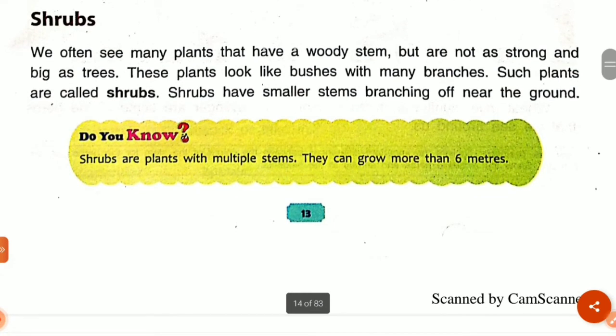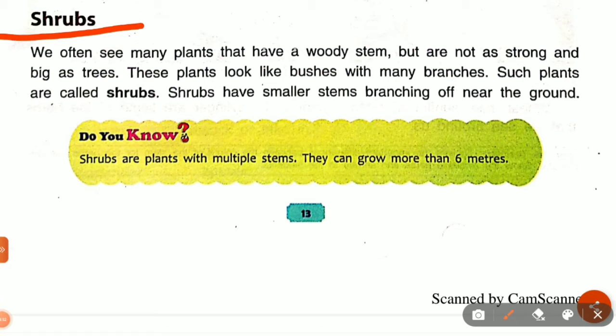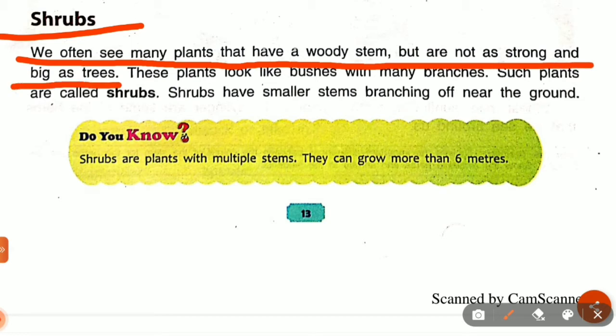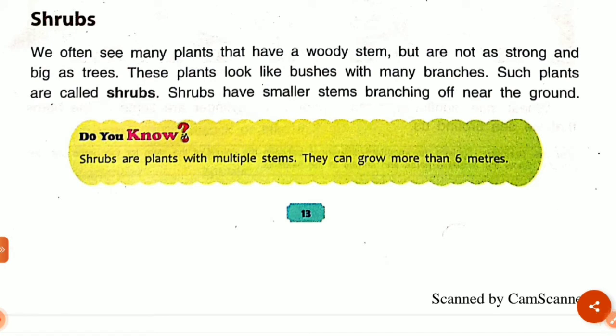Now let's go to the next category of plant, which is shrubs. We often see many plants that have a woody stem but are not as strong and big as trees. It will not be as big as a tree, but it will be a small plant. But the stem will be very strong. The stem will be brown in color. So those plants are called shrubs.